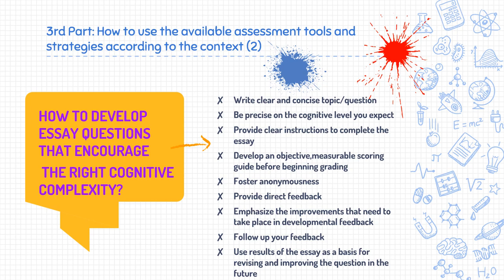Provide clear instructions, for example if the learner can use notes. Develop an objective, measurable scoring guide before you begin grading. Keep the essay anonymous as much as you can to avoid bias. Provide direct feedback on what the learner did well and wrong.